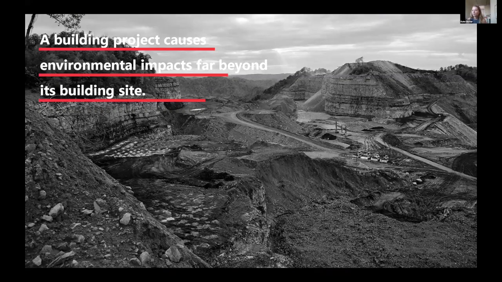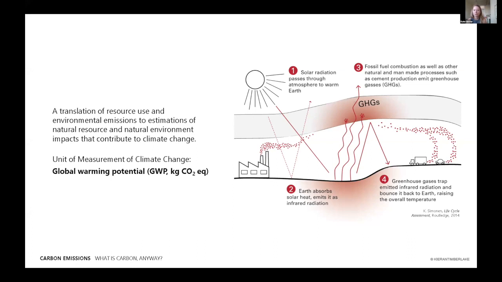And so a building project causes environmental impacts far beyond its building site. And it's time that we start to pay attention to those impacts, whether that is acidification potential, eutrophication, ozone depletion, smog, even just human health and toxicity, and of course the impacts that we can visibly see on our environment. And the environmental impact that we're trying to focus on the most today is global warming potential. And this is also known as carbon or embodied carbon.